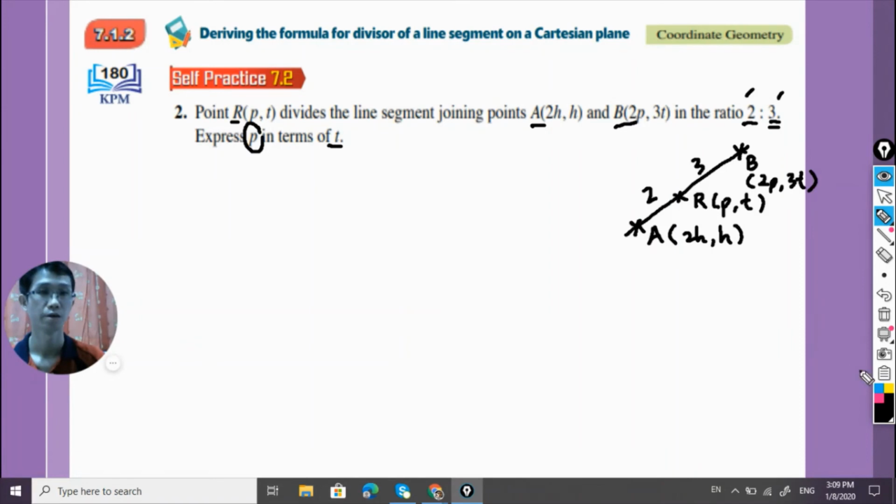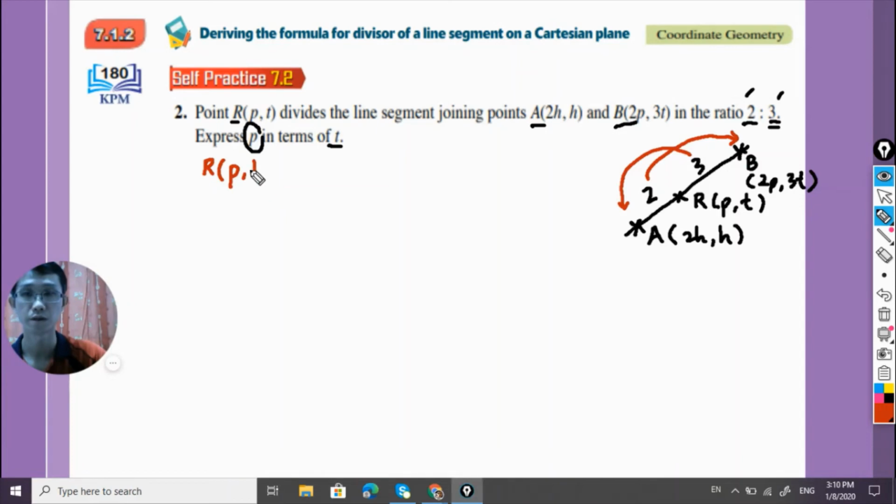After you get the diagram, showing how the points relate to each other with the ratio, we can start linking the points up in the formula. So here we will have 2 multiplied with the opposite coordinates, point B, and the ratio 3 will multiply with the opposite coordinate A.